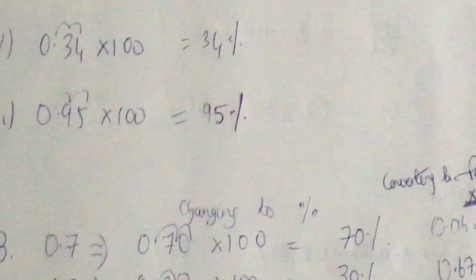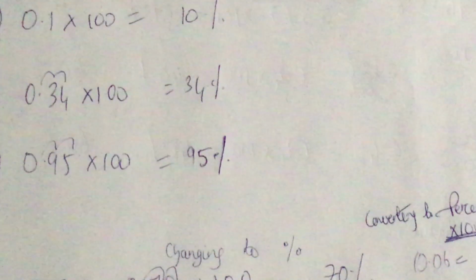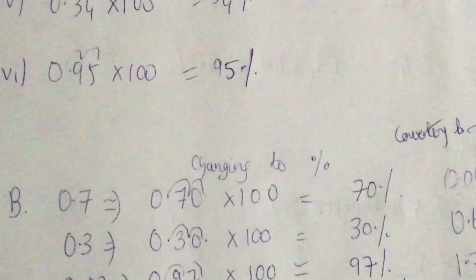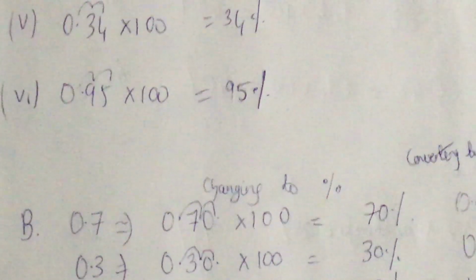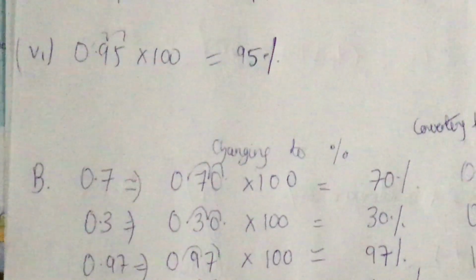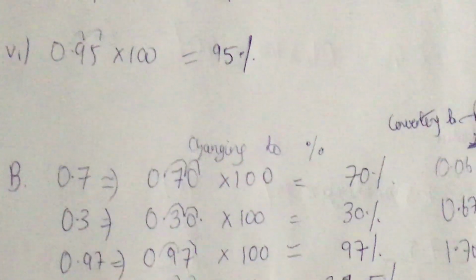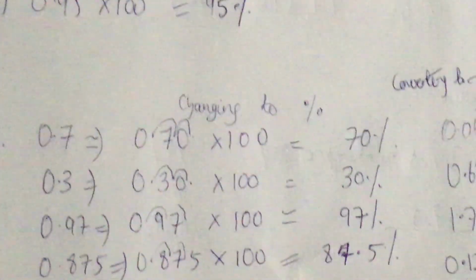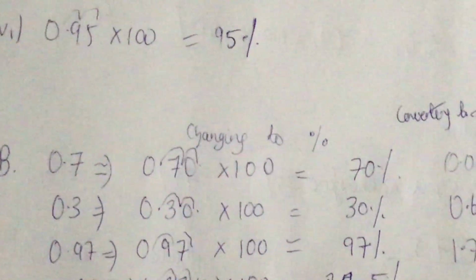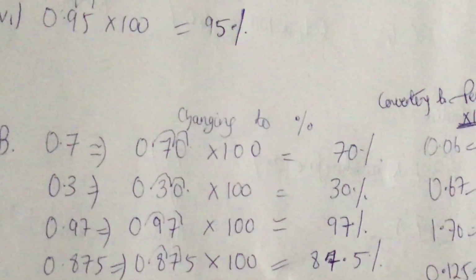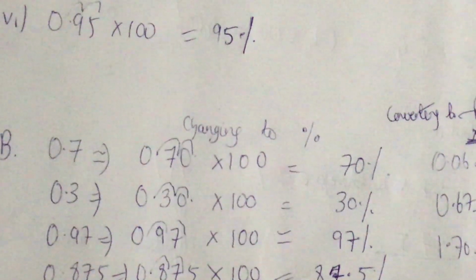Now in B, we have to circle the equivalent percentage for each decimal. So 0.7, you're changing your decimal to a percentage, so you multiply by 100. So the first one, 0.7, becomes 70%. The second one, 0.3, becomes 30%. I did them down the way, guys. The next one, 0.97, is 97%. 0.875, so you jump 2, and it's 87.5%, because you jump 2, so the decimal point lies between 7 and 5.